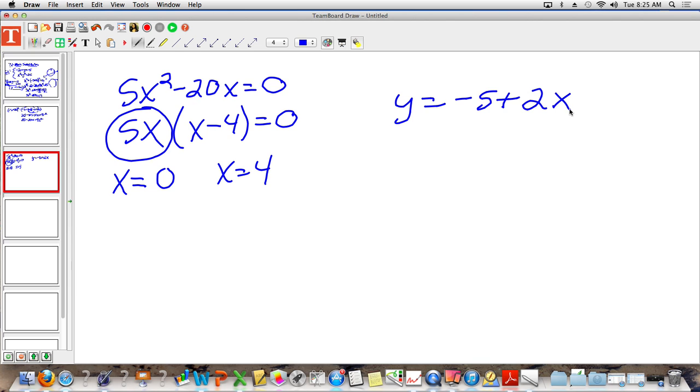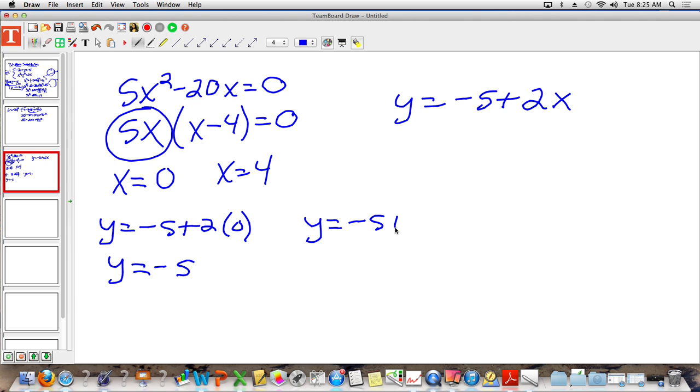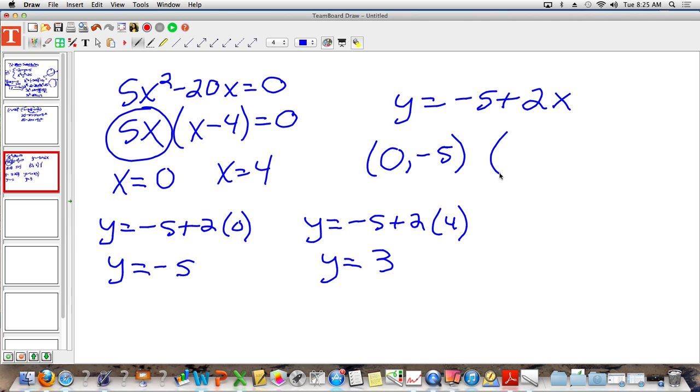All right, so we're going to take this 0 and plug it in there. So in this case, y could be negative 5 plus 2 times 0. What does that mean? Negative 5. And then in this situation, we would have y equals negative 5 plus 2 times 4, so y is equal to 3. So my two solutions are 0, comma, negative 5, and the other solution is 4, comma, 3.